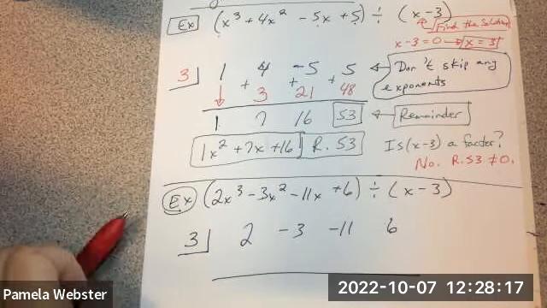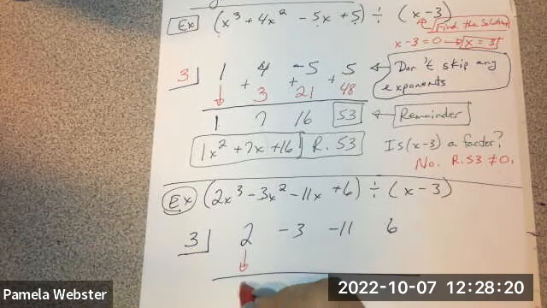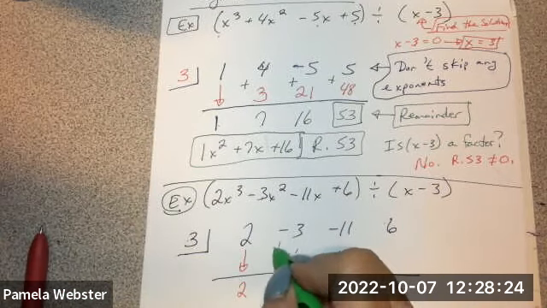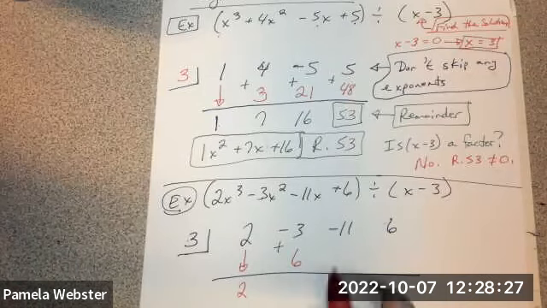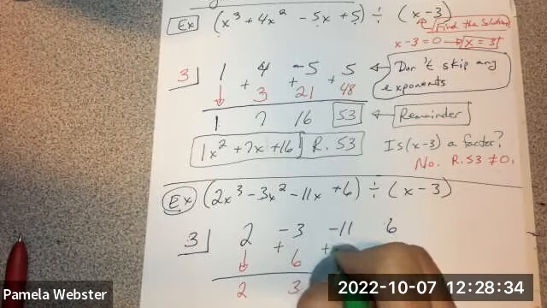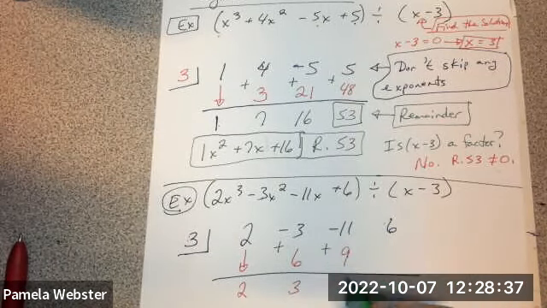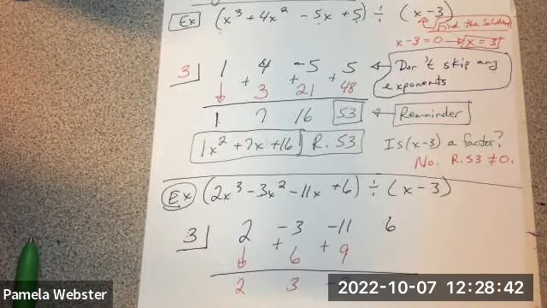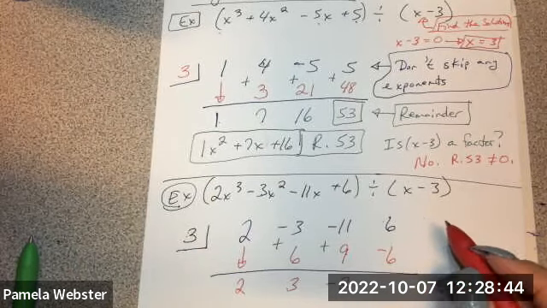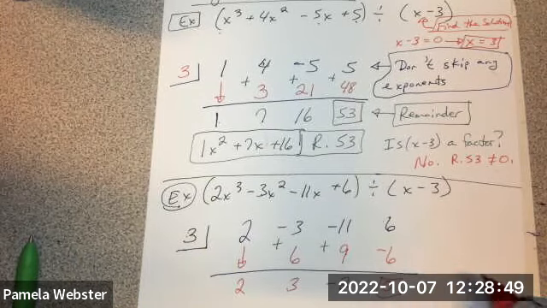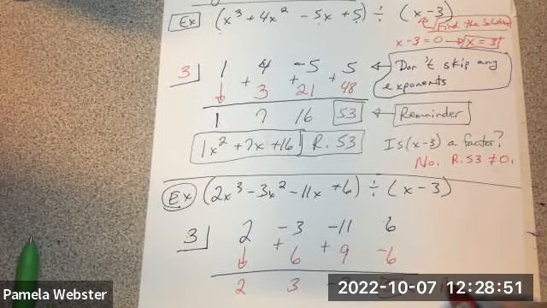So now I'm going to run through this pretty quickly. Bring down the 2. 3 times 2 is 6. Add 6 plus negative 3 is 3. Multiply 3 times 3 is 9. Add again 9 plus negative 11 is a negative 2. And 3 times negative 2 is negative 6. And we like it when this happens. 6 plus negative 6 is a 0. Remainder 0. We like that, right?